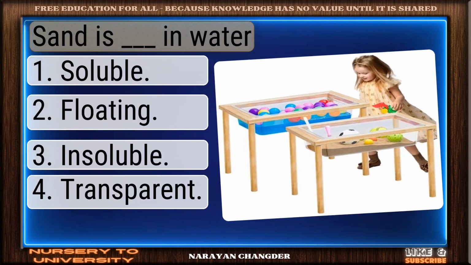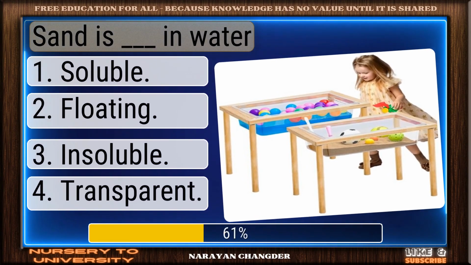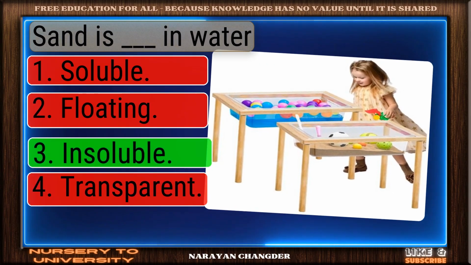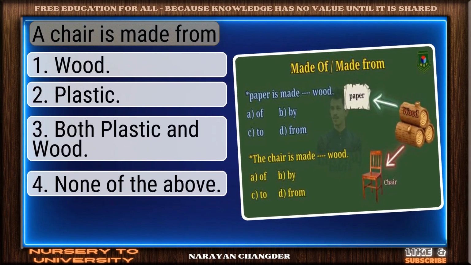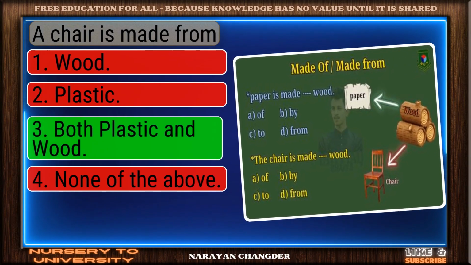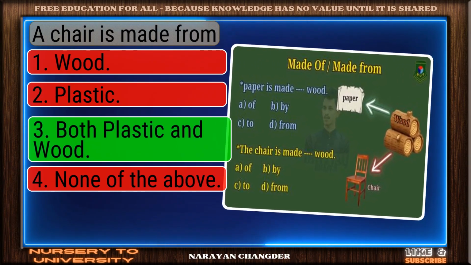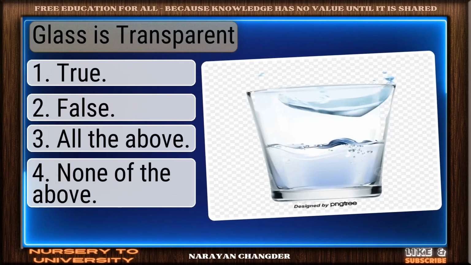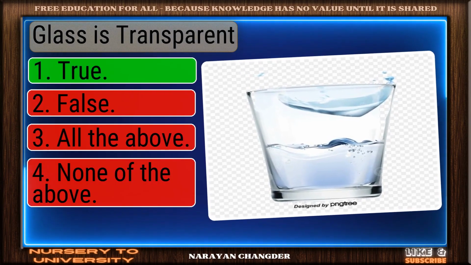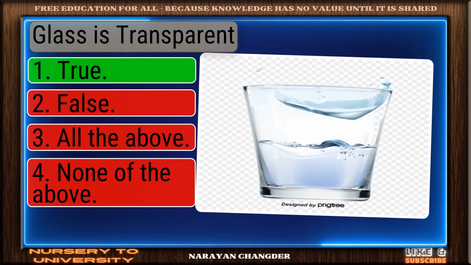Sand is dash in water. You got it. Your choice insoluble is right. A chair is made from. Perfect. Both plastic and wood is the correct choice. Glass is transparent. Excellent choice. True is the right answer.